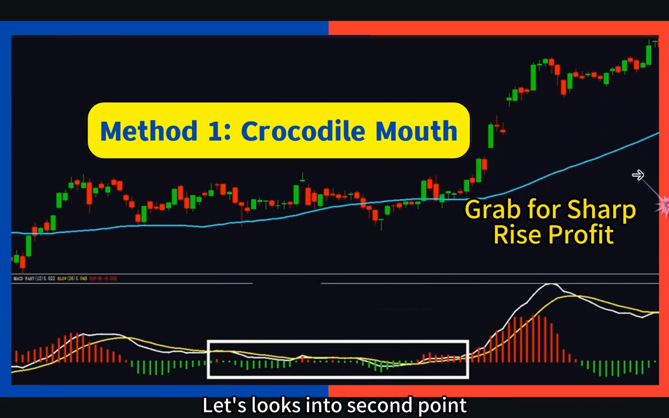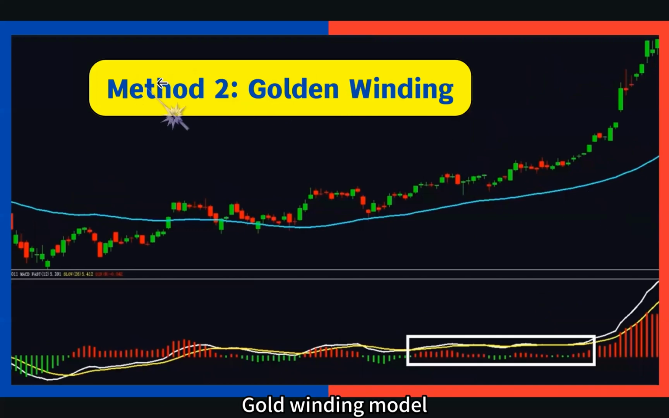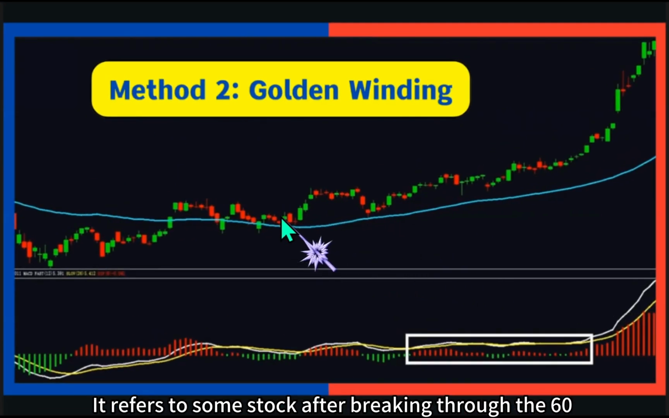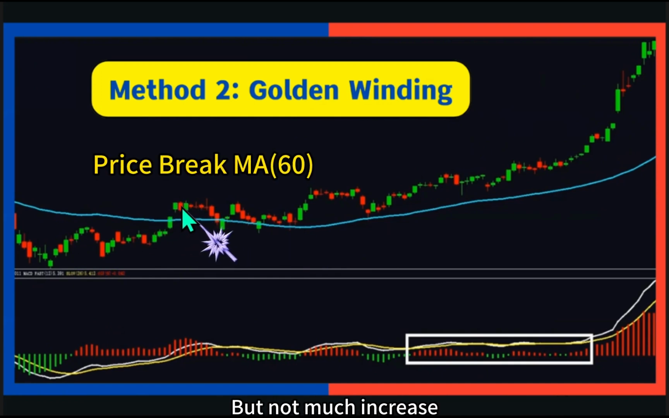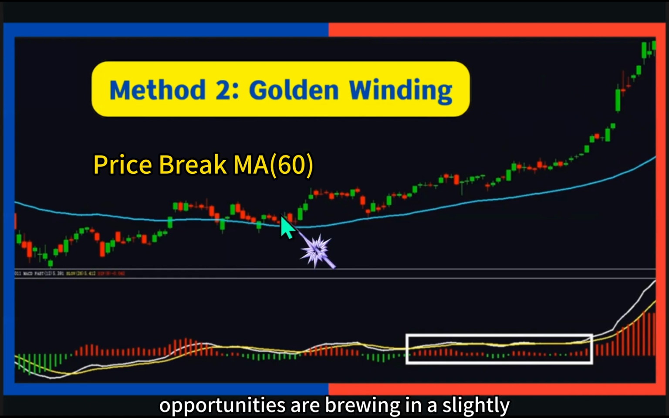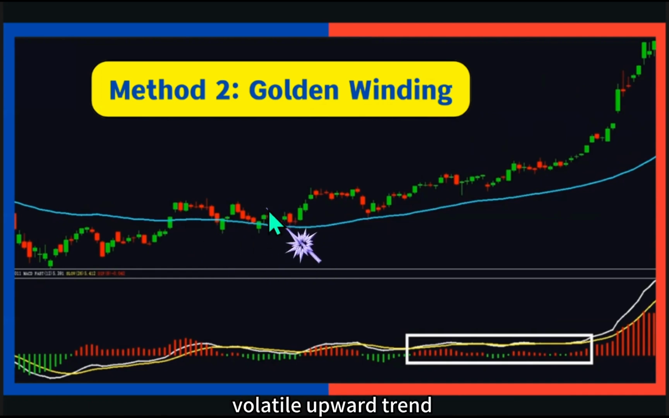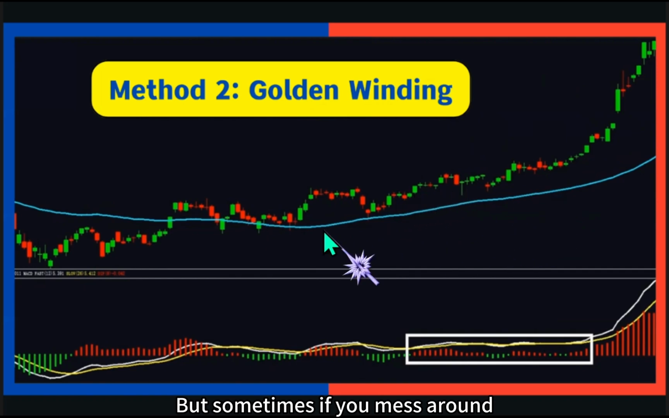Let's look into the second point. Gold winding model. What is the gold winding model? It refers to some stocks after breaking through the 60 days midterm moving average, but not much increase, even mostly going sideways. Opportunities are brewing in a slightly volatile upward trend. But sometimes if you mess around, it often falls after buying.